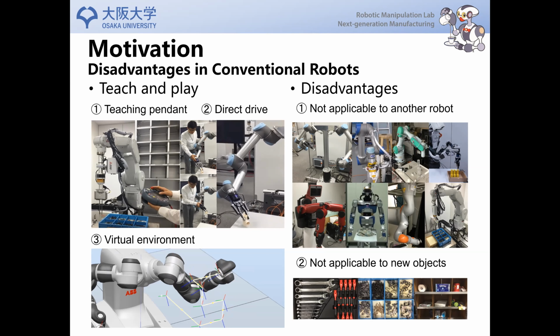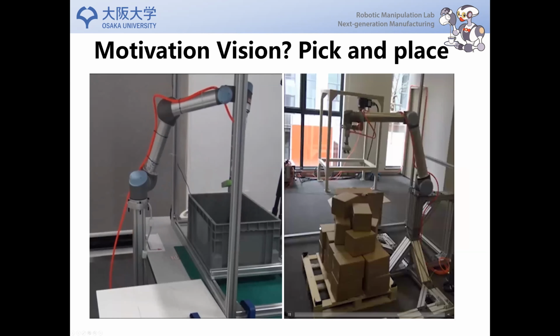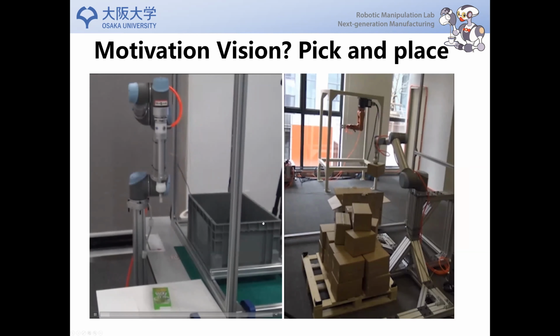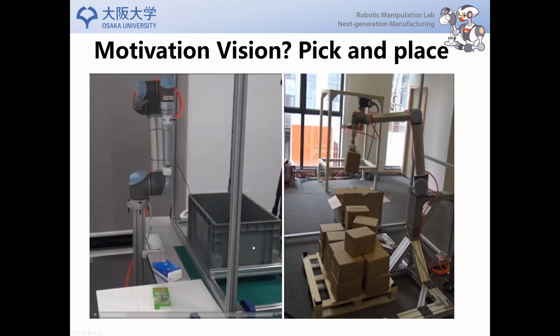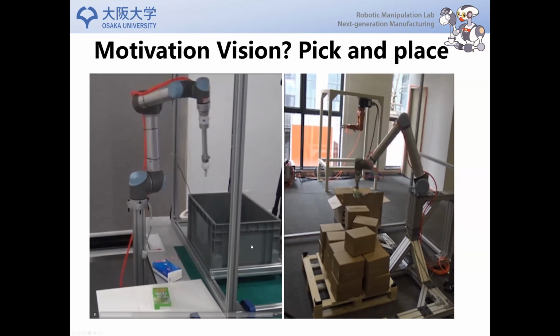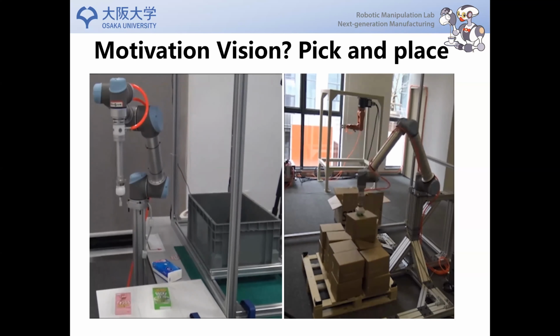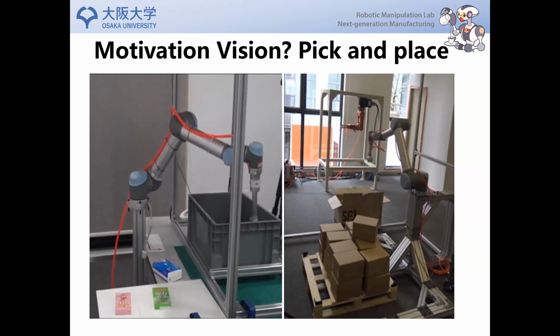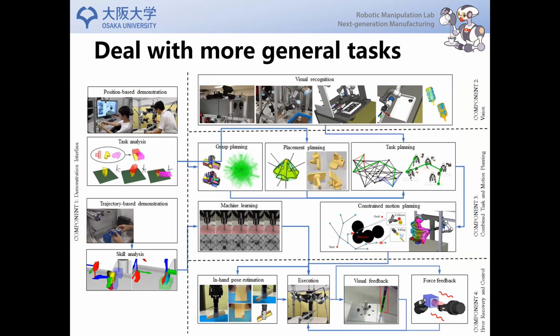To solve this problem, in industry we have already seen lots of practical systems which combine vision to recognize the objects and then use motion planning to pick and place the objects. It's already very popular in industry, and there are several companies working on this. But those applications are still pick and place. I would say it's still simple. Our goal at Osaka University is to solve more real or general tasks, that is, tasks like assembly.